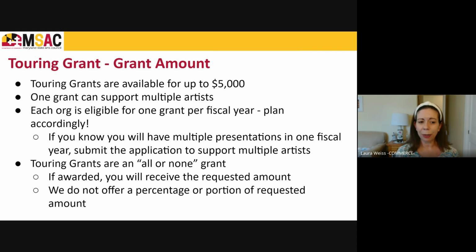It's also important to point out that like our creativity grants and our professional development opportunity grants, touring grants are what we call all or none grants. What that means is that if you are approved for funding, then you're going to receive whatever the requested amount is. So if you ask for $5,000 and you are approved, you're going to get $5,000. We don't offer a percentage or a portion of the requested amount. So again, really think about that when you're formulating the request that you're putting into the application.